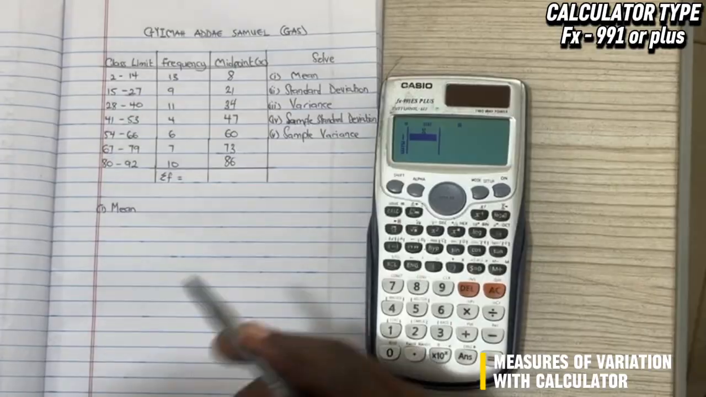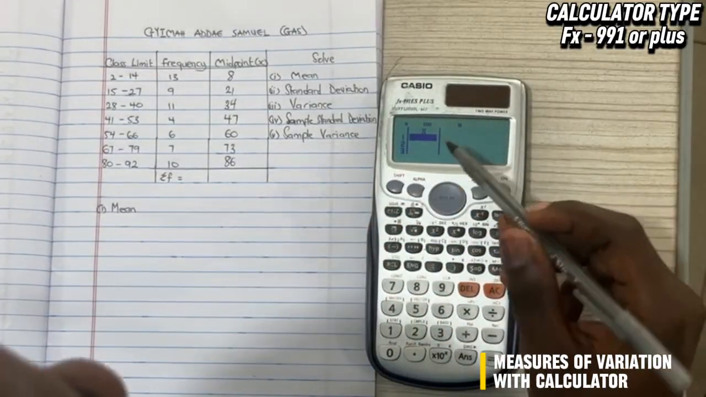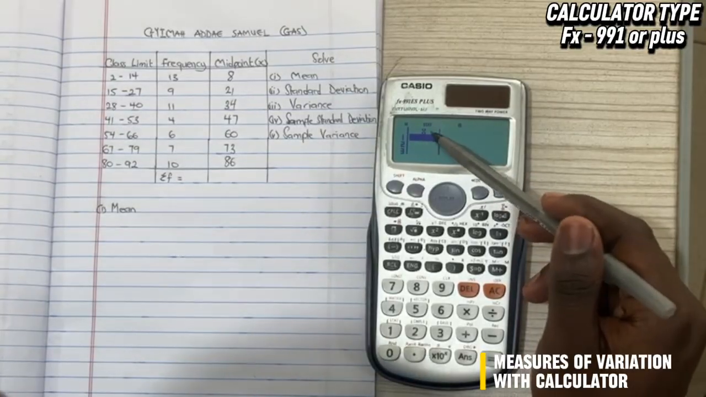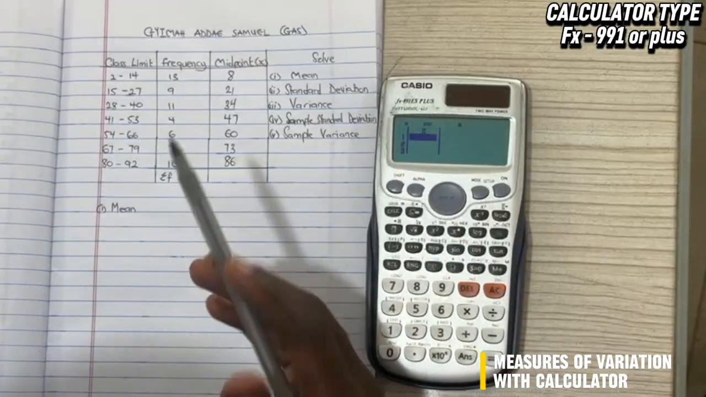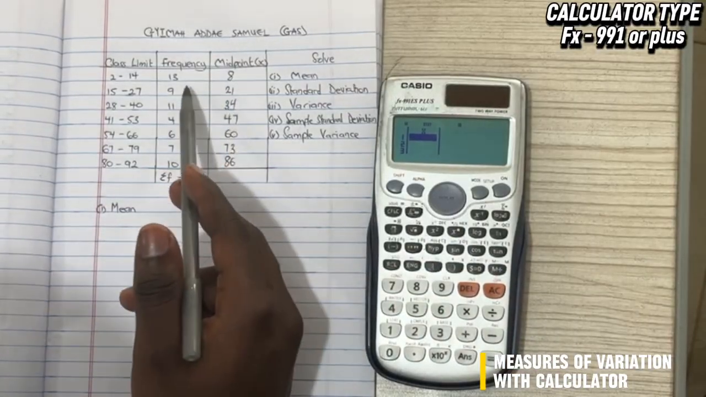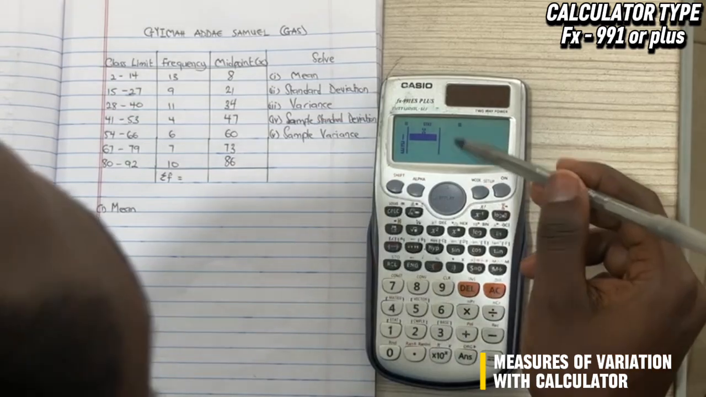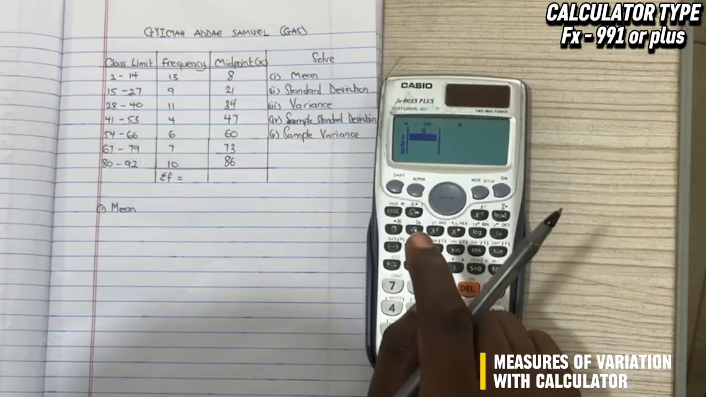What we will have to do is that we are not going to use only the x values, or only the midpoints here, but rather we are working with the x values and the frequency as well. So what do we do to get our frequency here as well? Now watch me.